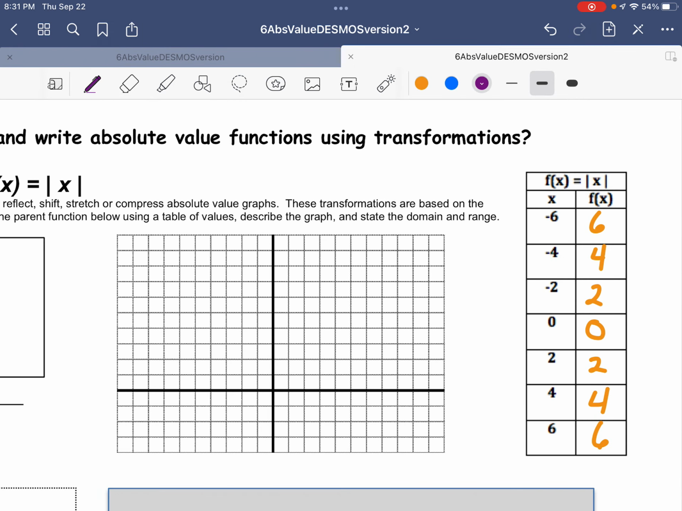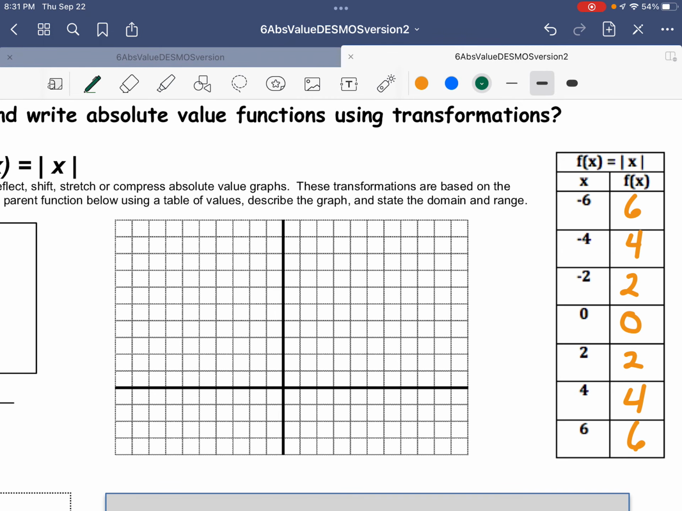Now, when you graph these outputs, you get a special graph, but you want to graph them carefully. Here's -6, 6, the first one in the table. -4, 4. -2, 2, and 0, 0. So again, you're just graphing them. Now remember, ultimately you're going to connect the dots.